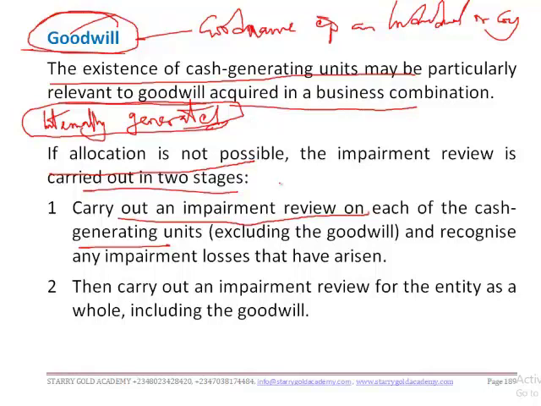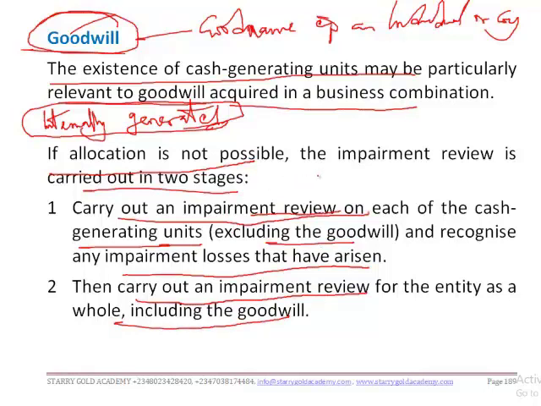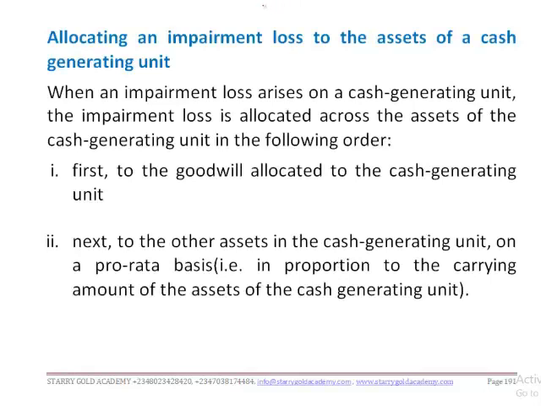So now we said that you can do this in two stages. First, allocate impairment to cash generating units by carrying out an impairment review on each of the cash generating units, excluding the goodwill, and recognize any impairment losses that have arisen. Second, carry out an impairment review for the entity as a whole, including the goodwill. So what you first do is charge impairment on goodwill, then the balance you prorate on the total cash generating units.